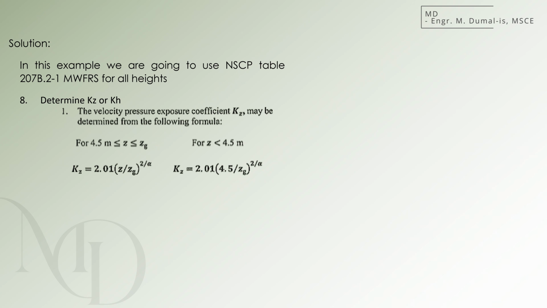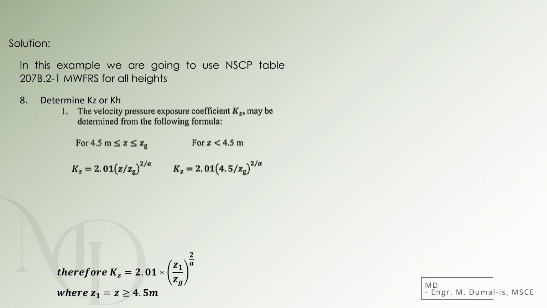If z is less than 4.5 meters, then we do not use the actual height. Instead, we substitute 4.5 meters into the same formula. This prevents the coefficient from becoming unrealistically small for very low heights. To simplify, we can unify the rule into a single expression where K sub z equals 2.01 multiplied by the quantity z over z sub g raised to 2 over alpha, where z is always taken as at least 4.5 meters.